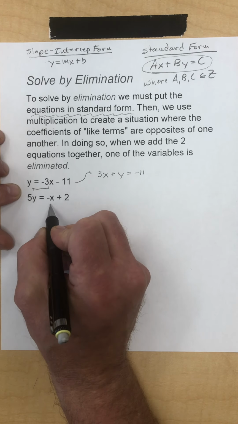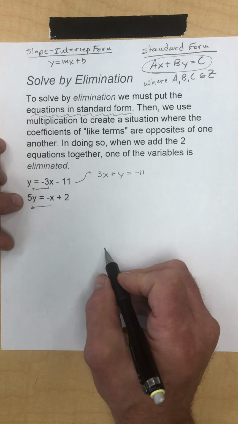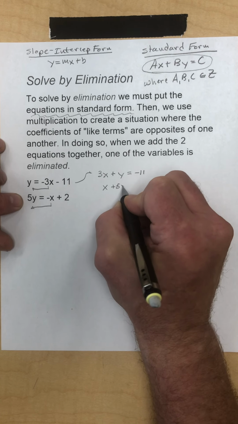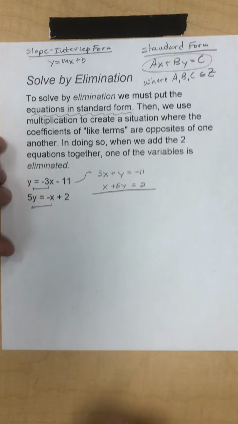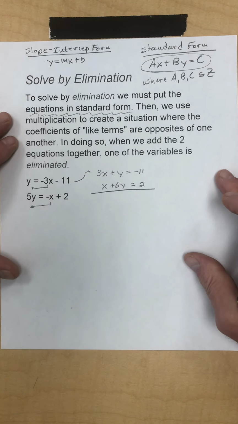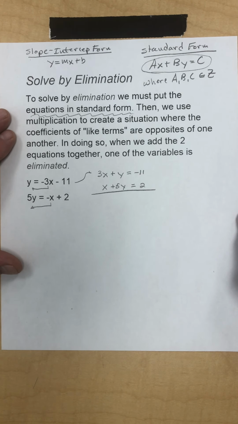And then this one, same thing. All I have to do is take that negative x and move it over to the other side, change its sign. So I'd get a positive x plus 5y equals 2. And so I get this system right here. Now, what I want to do is add these two together, and in doing so, cause one of the variables to disappear.